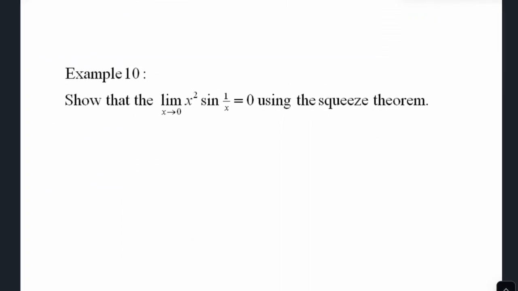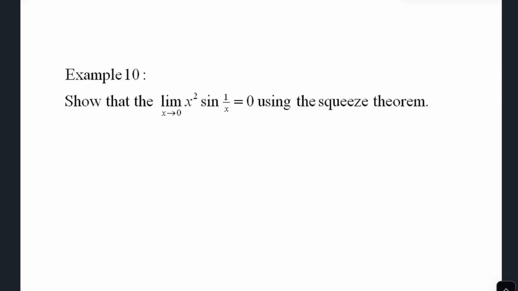So let's look at an example of how the squeeze theorem is helpful. If you try to put 0 into this function, you get 0 times the sine of 1 over 0. Is 1 over 0 defined? It is not. So because of that, there's some things that we're going to do to fix it.